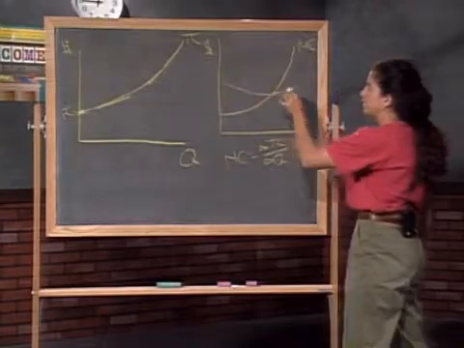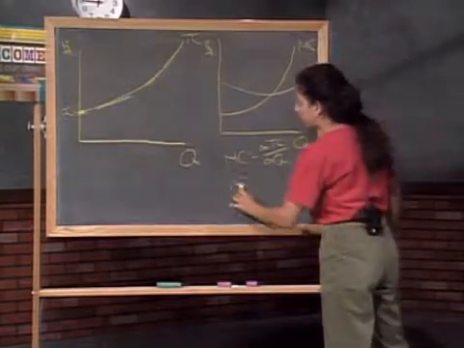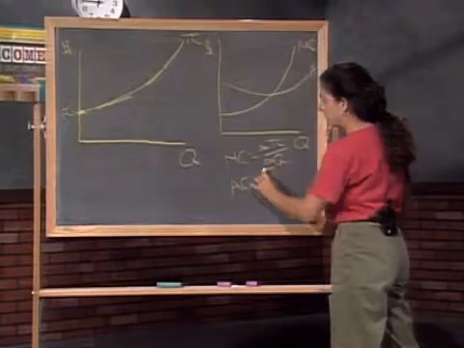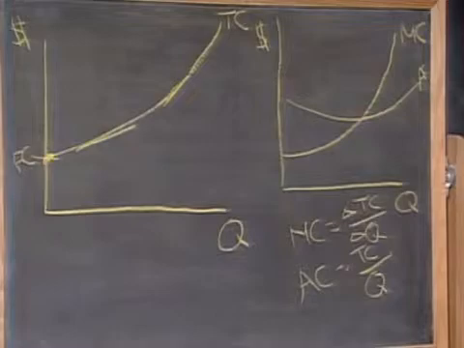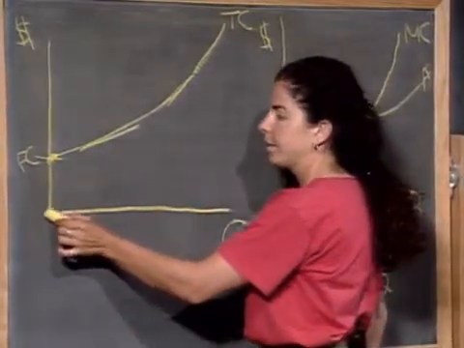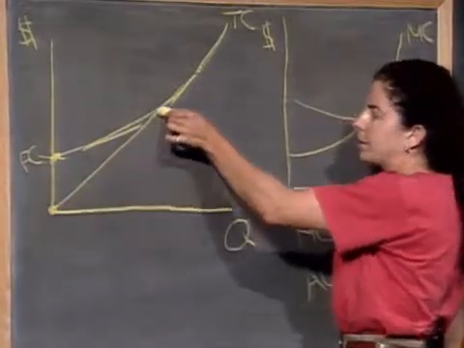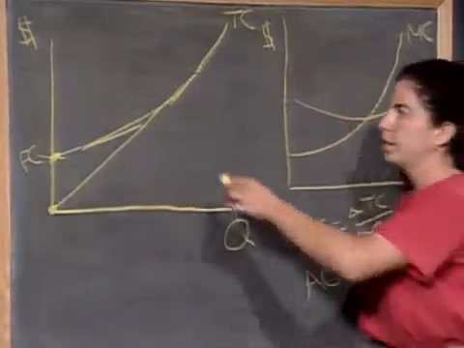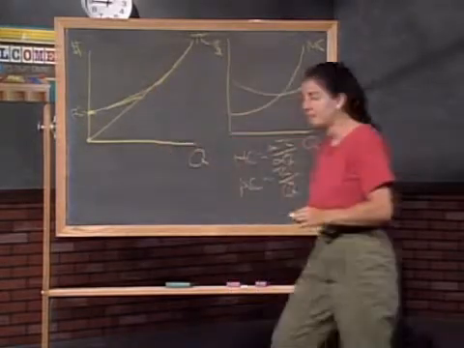Average costs are equal to total cost divided by quantity. The average cost on this graph is the ray from the origin to any point on the total cost curve. So it's total cost divided by quantity.